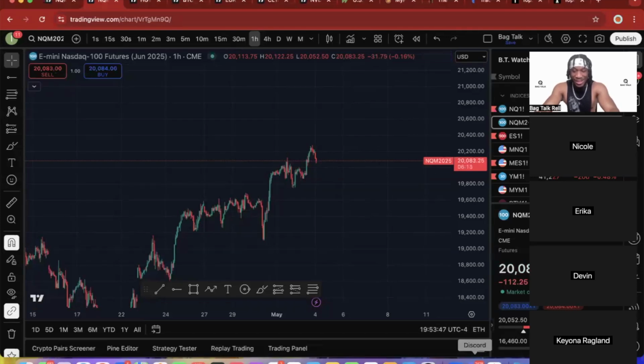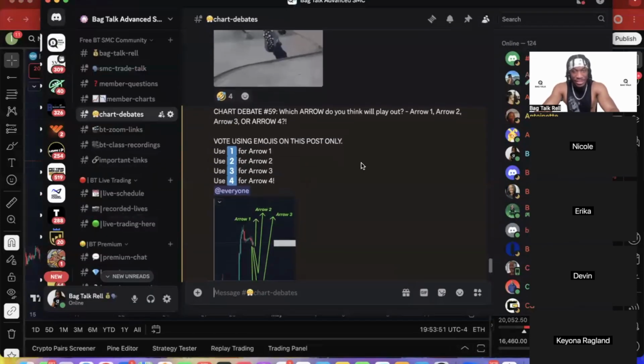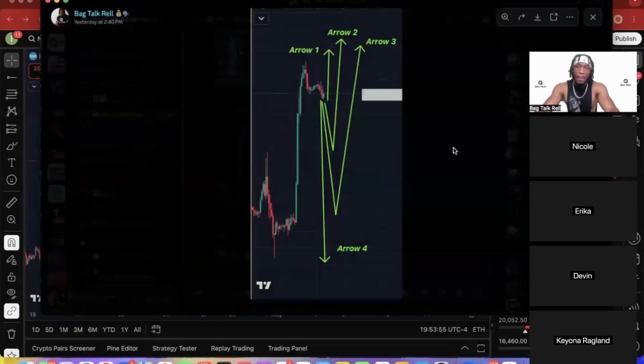Amen. Amen. Here you go. So this is the chart debate for today that we put out. This is what the chart debate said. If you're watching this on YouTube, pause the video, figure out which arrow you think is the most likely arrow to play out. Do you think Arrow 1 will play out, Arrow 2, Arrow 3, or Arrow 4? Yes, I threw 4 arrows out there.